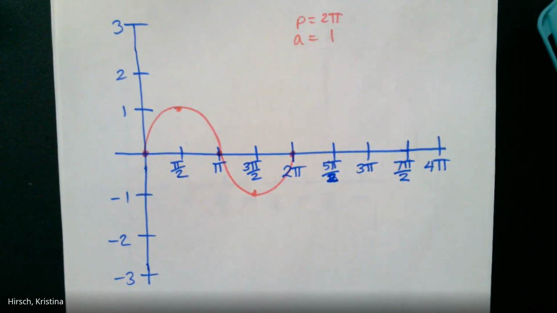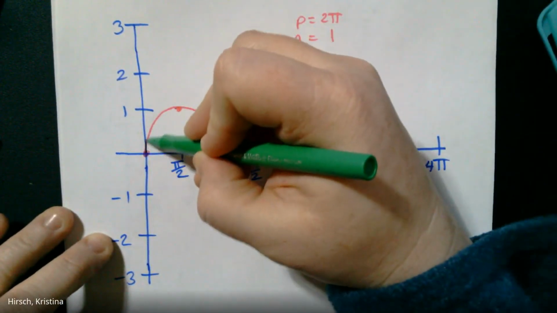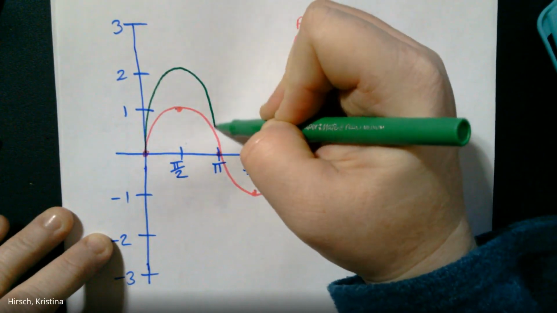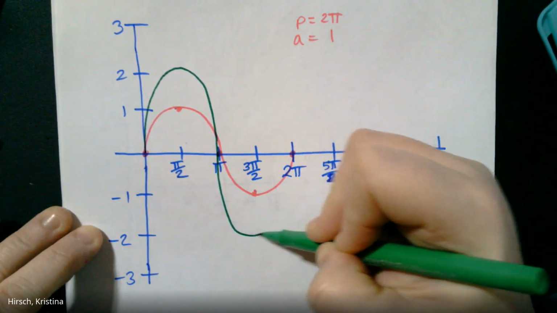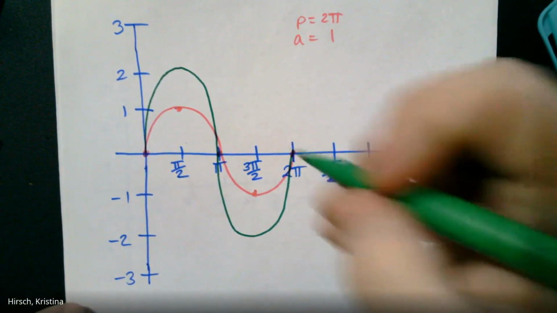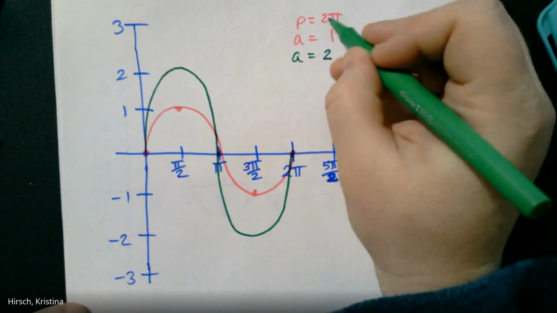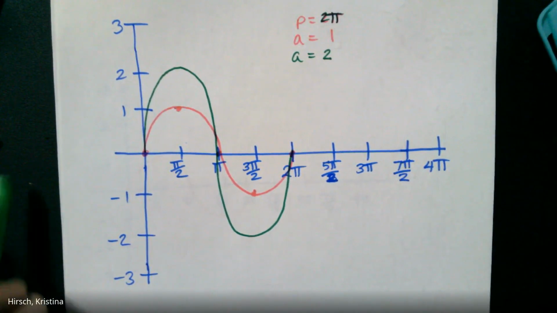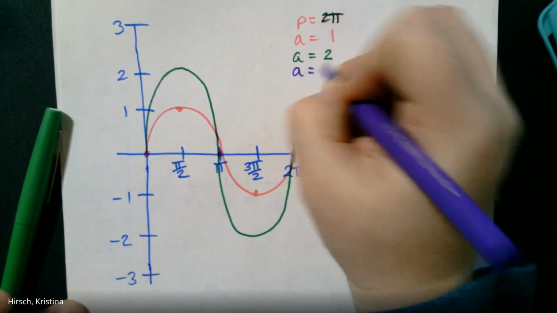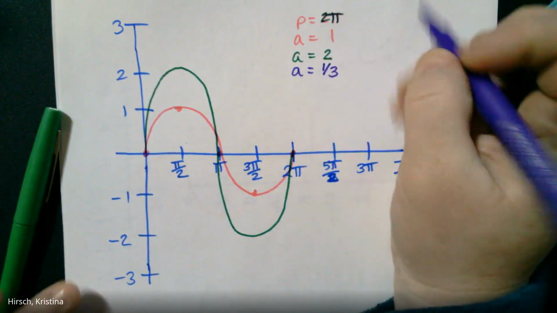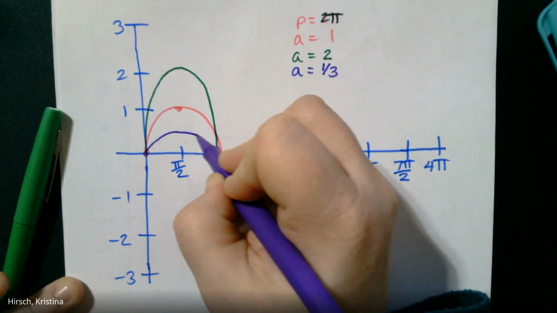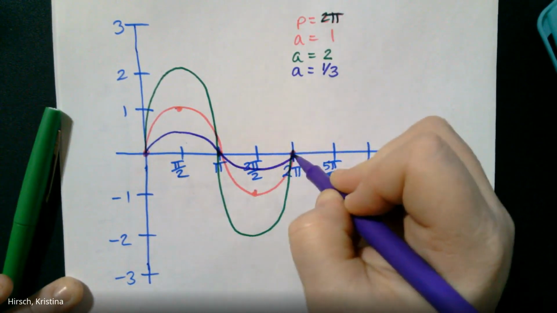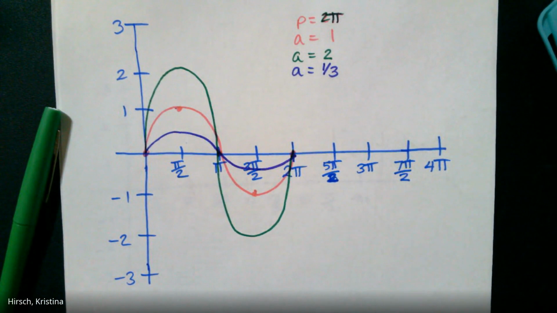So how could that fluctuate? Well, I could have an amplitude of 2. If I had an amplitude of 2, notice that it goes up 2 and back down 2. So this one has an amplitude of 2, still a period of 2 pi. Or I could have an amplitude of 1/3. If I had an amplitude of 1/3, I would only go a third of the way up and a third of the way down. So it's just a much shorter graph. That represents different amplitudes.